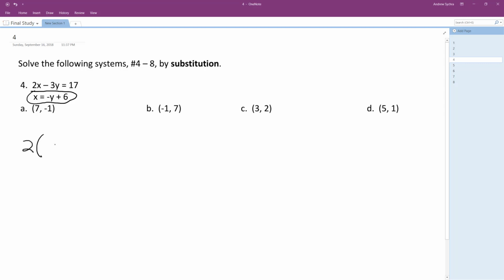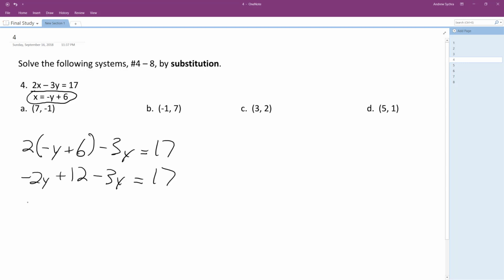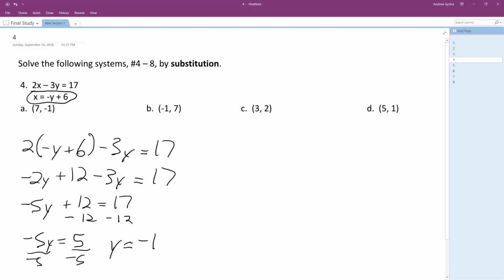So 2 times (negative y plus 6) minus 3y is equal to 17. Okay, so next I'm going to distribute the 2, so I get negative 2y plus 12 minus 3y is equal to 17. Then combining like terms, negative 5y plus 12 equals 17. Subtract 12, I end up with negative 5y is equal to 5. Negative 5 divided by negative 5, I get y is equal to negative 1.